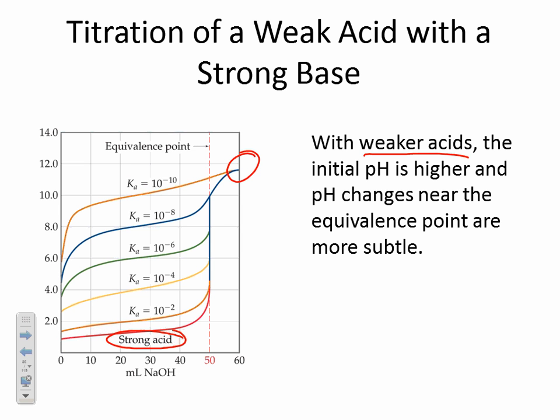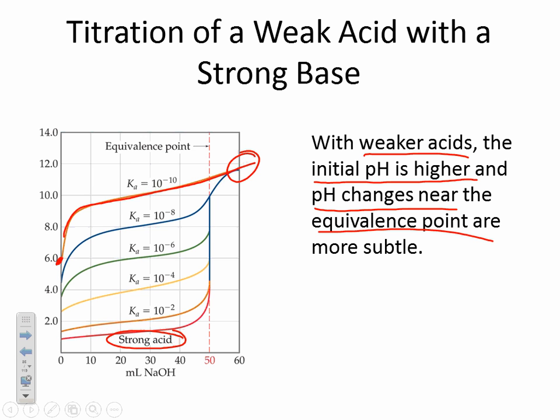Right? With weaker acids, our initial pH is higher, and the pH change near the equivalence point is more subtle, meaning that steep section gets smaller and smaller. You'll notice even with this last one, this one that starts here and goes through here, its equivalence, its steep section is basically non-existent because the acid is so incredibly weak.